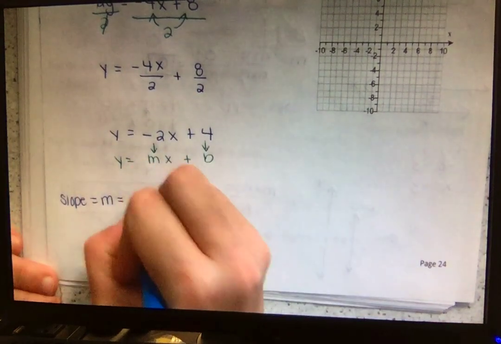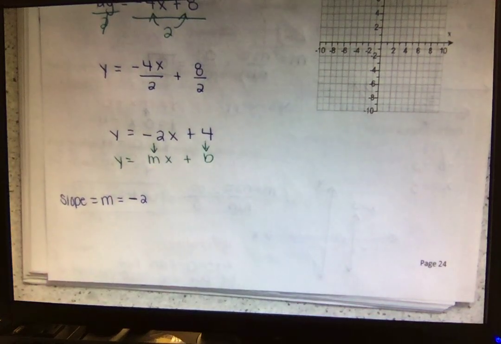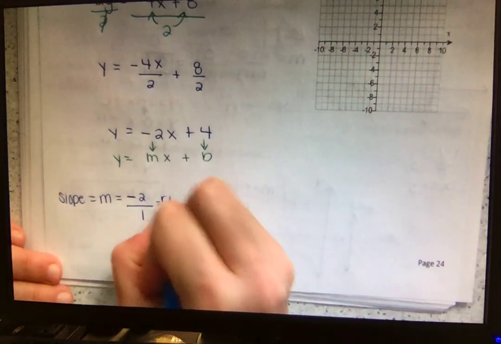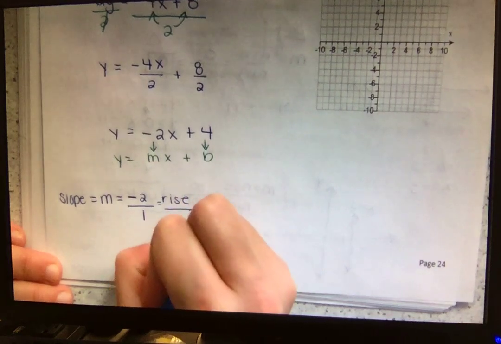2x, negative 2. Just negative 2. Just the number, just the m. I can rewrite negative 2 as what fraction? Negative 2 over 1. So that means it's rise over run.